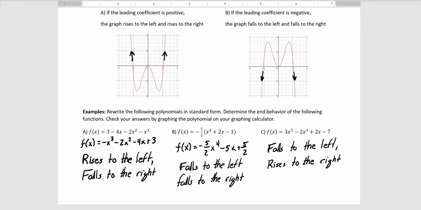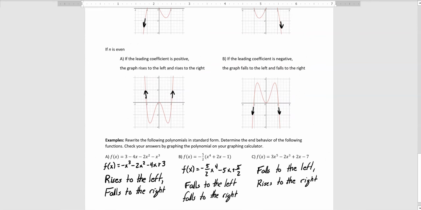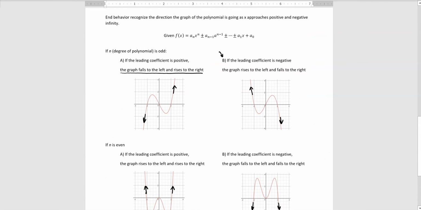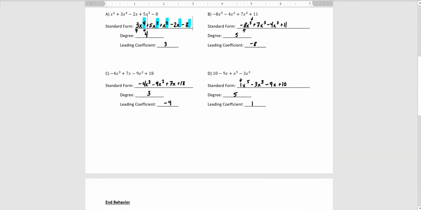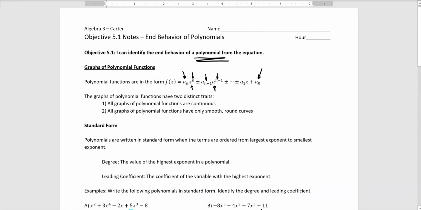Hopefully, end behavior is starting to make some sense. I want you to go ahead and get started on those sample problems, see how we do. Feel free to work with a partner on those if you would like. As always, reach out if you have any questions. We'll go through these together as well.